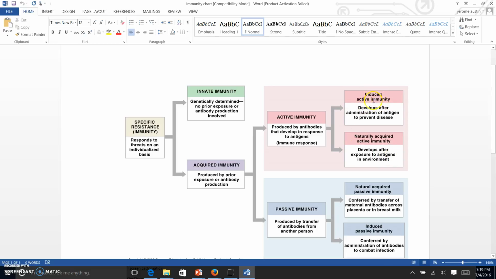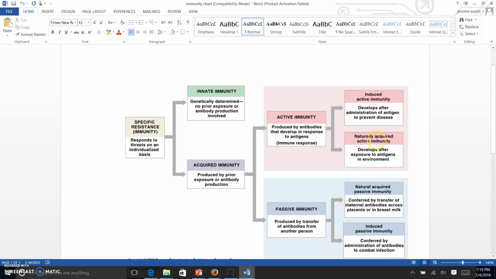Now, induced active immunity basically means this is what happens when we get a vaccine. When you get your flu shot, we don't give you the real flu, but what we do is we inject the antigens, the shapes of the proteins that would be found on those actual infections. And when they get in our system, our body thinks it's the real thing. So it goes through the response of making antibodies against it. Therefore, if we ever do get the real thing, then we already have the antibodies in our system that help us become activated against whatever the infection would be.